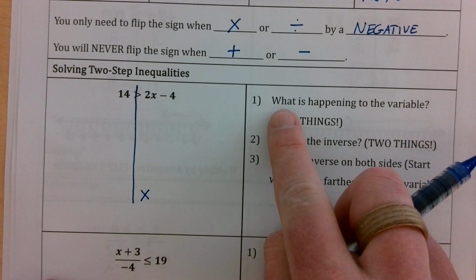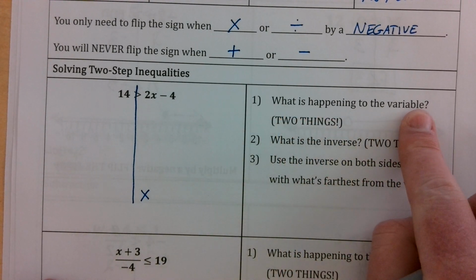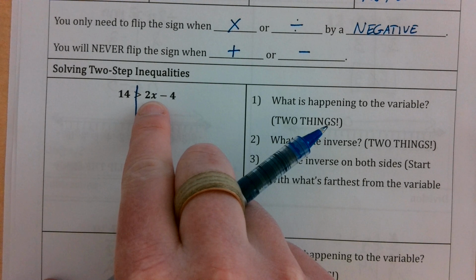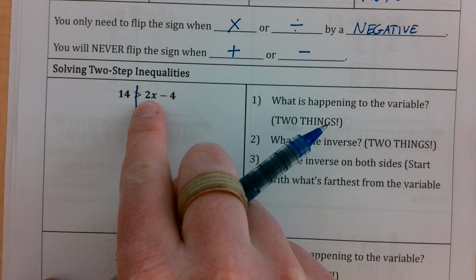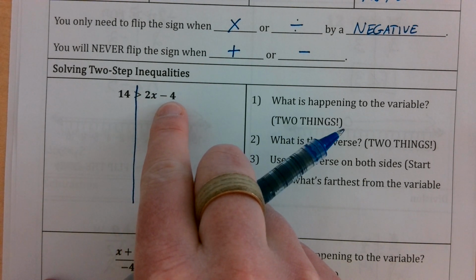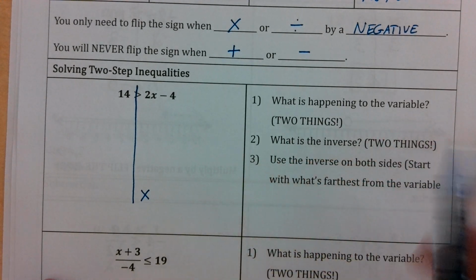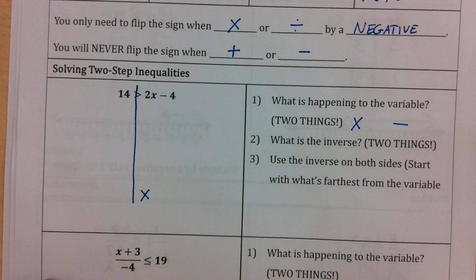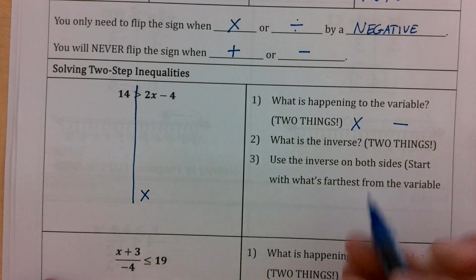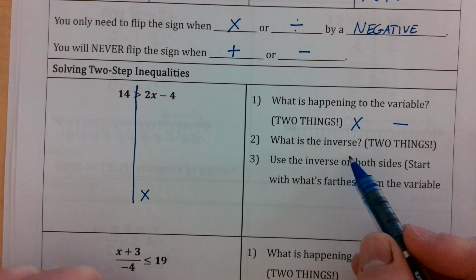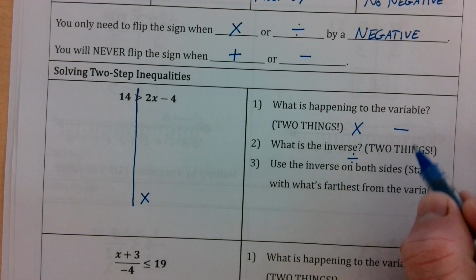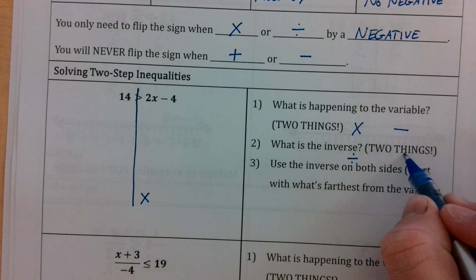So the first thing I need to do is identify what is happening to the variable. Here's our variable. There's two things happening. We're multiplying by 2, and we're subtracting 4. Those are the things that are happening. What is the inverse or the opposite of those things? Well, the opposite of multiplying is dividing. The opposite of subtracting is adding.